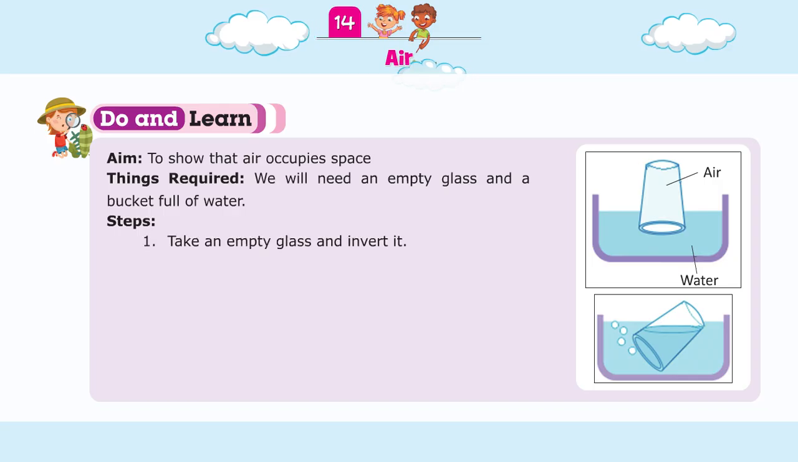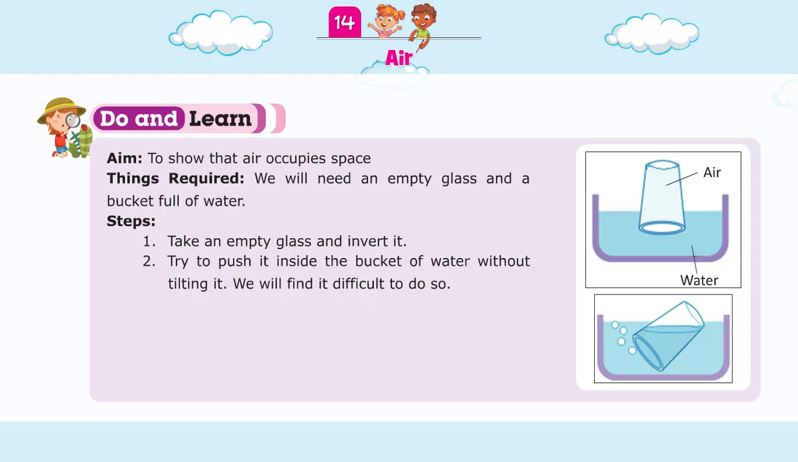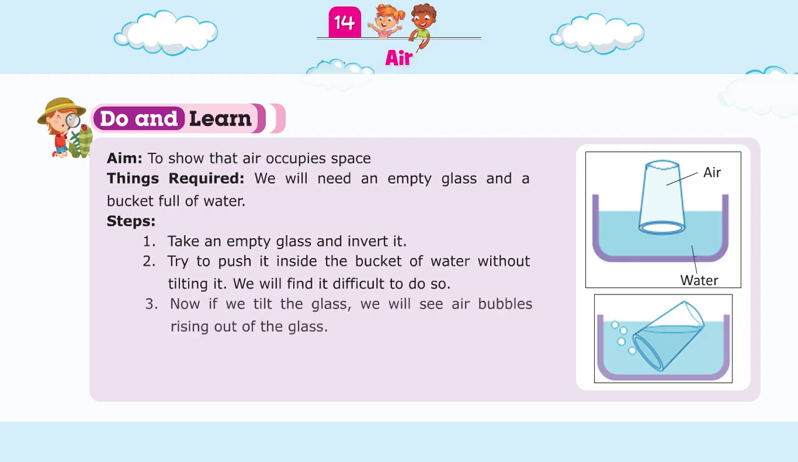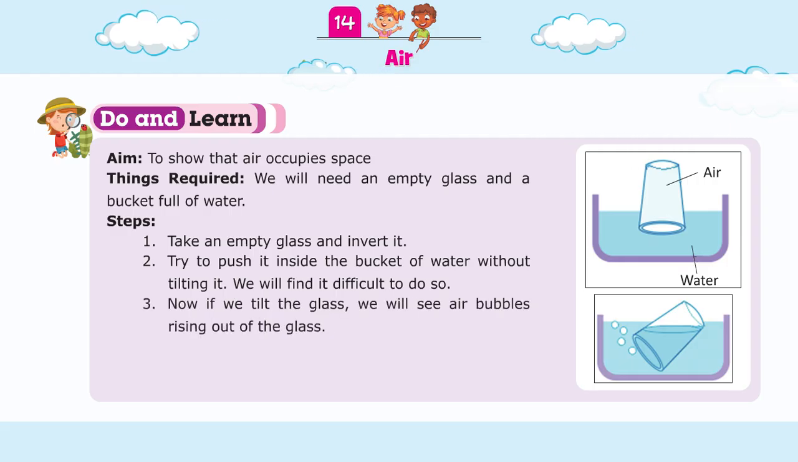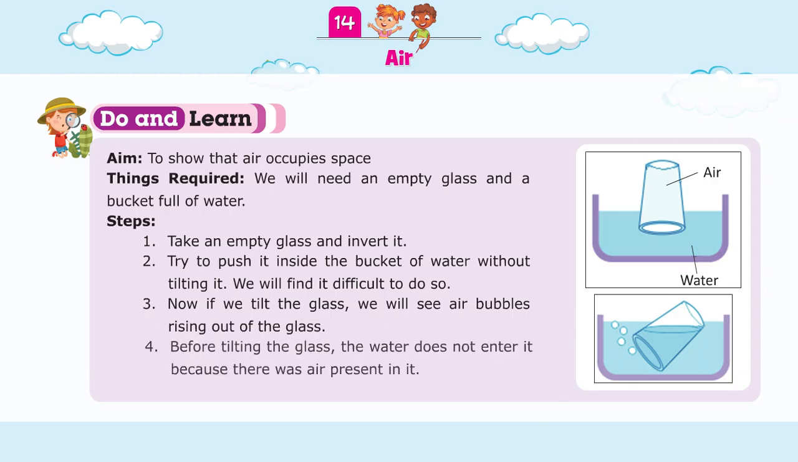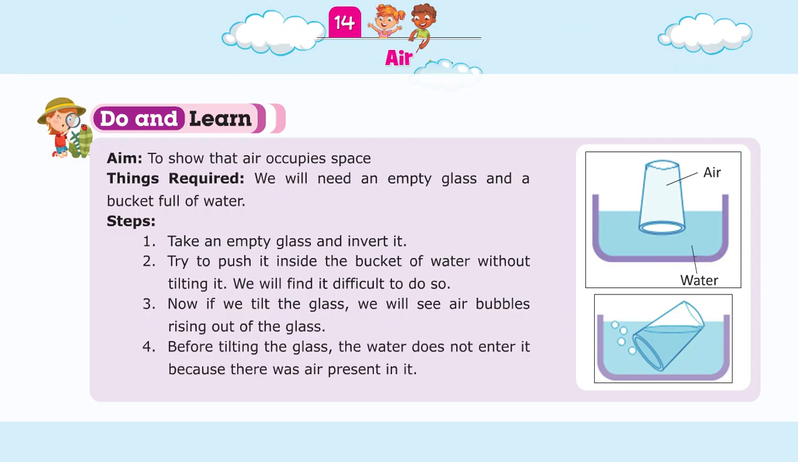Steps. 1. Take an empty glass and invert it. 2. Try to push it inside the bucket of water without tilting it. We will find it difficult to do so. 3. Now if we tilt the glass, we will see air bubbles rising out of the glass. 4. Before tilting the glass, the water does not enter it because there was air present in it.